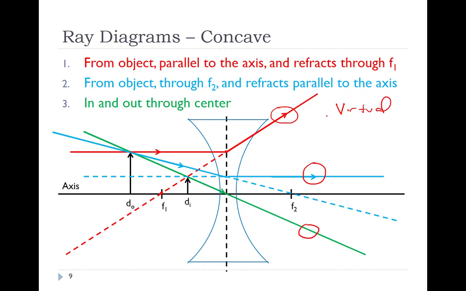Both rays point upwards, therefore the image is upright. And we see that the image arrow is much smaller than the object arrow. Therefore, our image is diminished. You can use smaller, whatever word there as well.